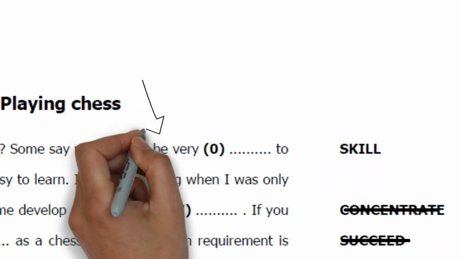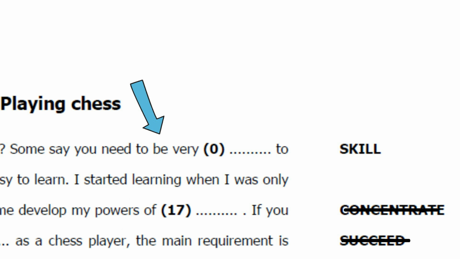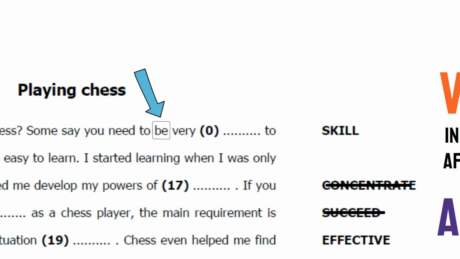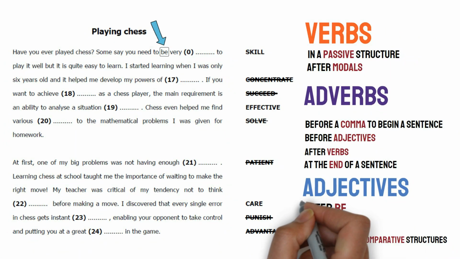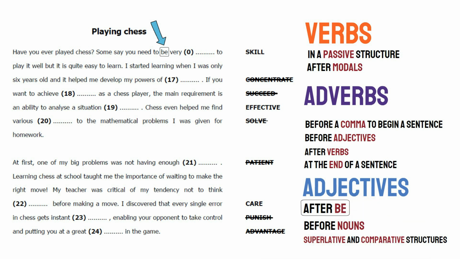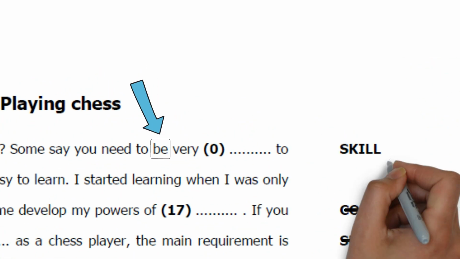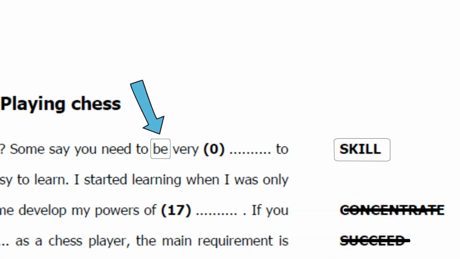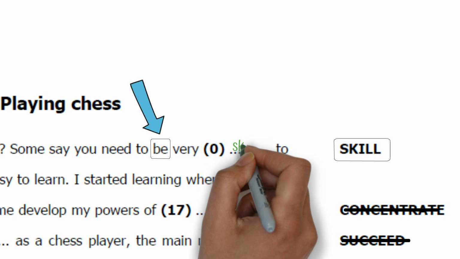Number 0. Here we can see the verb be. We already learnt that we can use adjectives after the verb be. Do you know the adjectival form of skill? It's skillful.